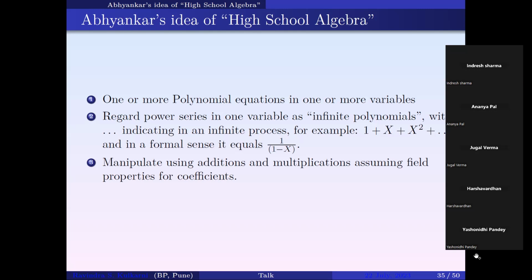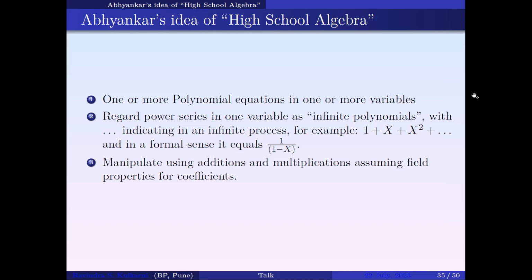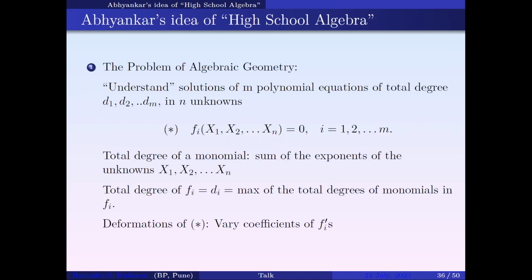So manipulate using additions and multiplications, assuming field properties for coefficients. Now this x is a coordinate. You see, it's not intrinsic to the space. And that's why this power series for 1 over 1 minus x has radius of convergence only absolute x less than 1 in complex numbers. But 1 over 1 minus x also makes sense outside this. If we take some other point, then we can expand 1 over 1 minus x based on that point, and you get very different series, but it is the same function. And that was Riemann's deep understanding that what is happening here is an analytic continuation.